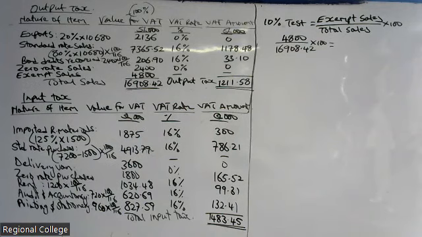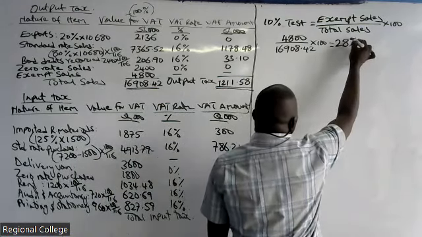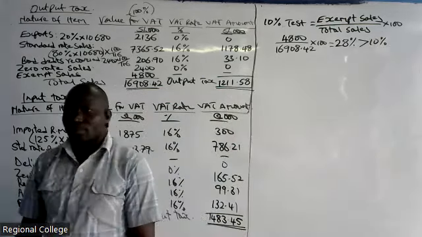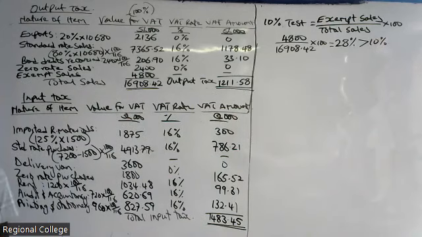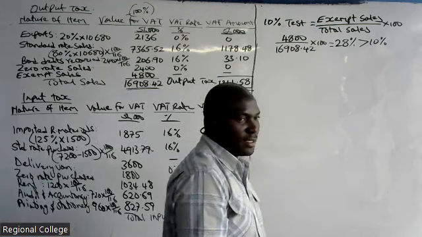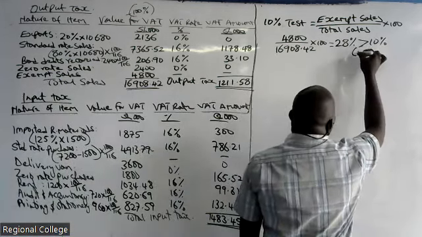So how much do you have on the exempt sales? 28%. It's greater than 10%. So do you restrict or you don't restrict? We restrict the input tax. Because where the exempt sales exceed 10% of total sales, we restrict the input tax. Right? So we are supposed to restrict.